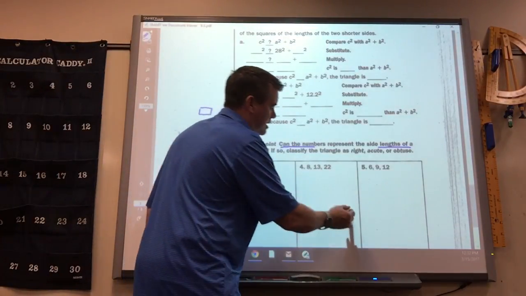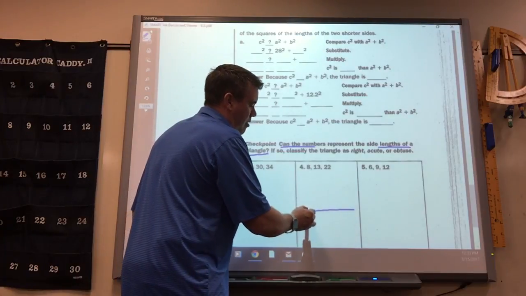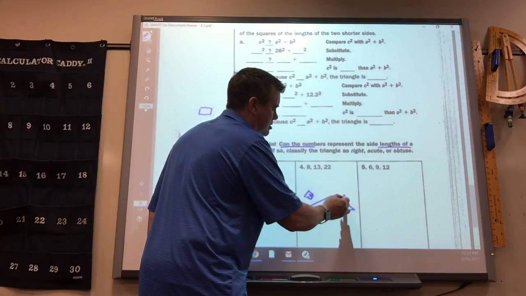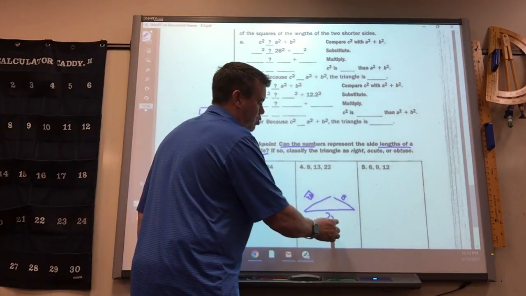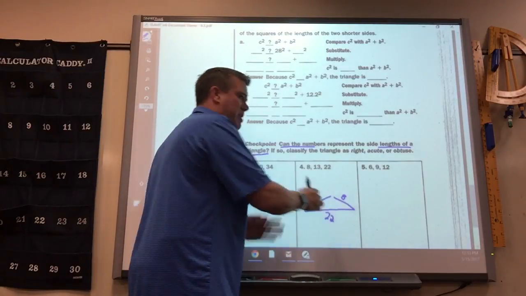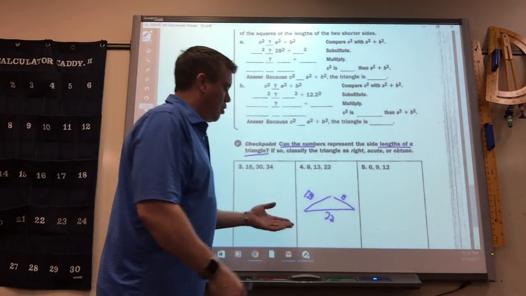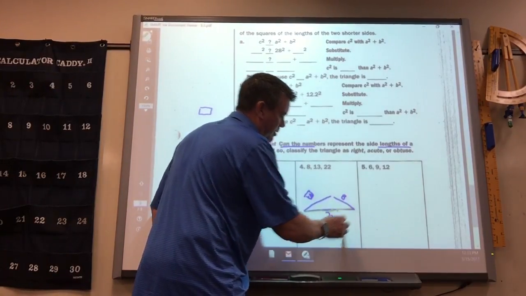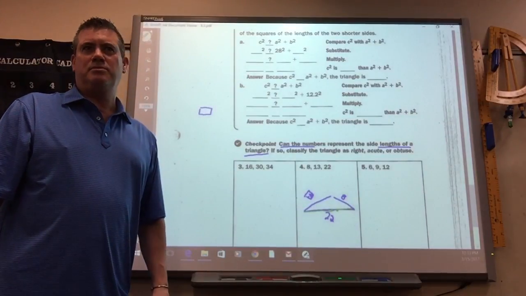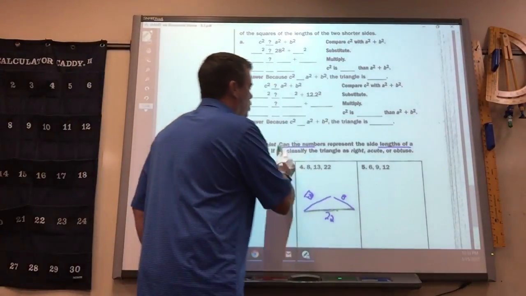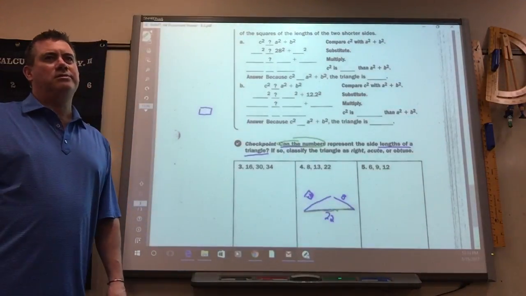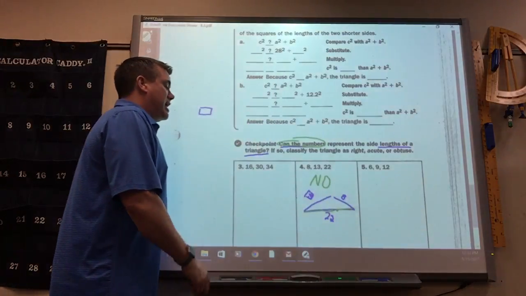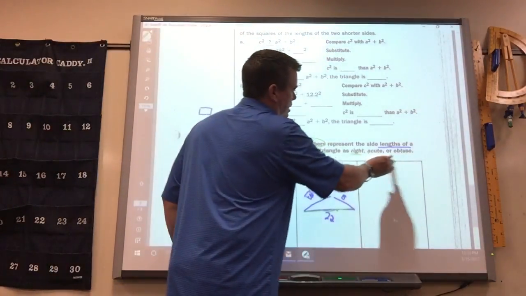The reason why is if I had a 22-inch board here, and then I put a 13-inch and an 8-inch, they wouldn't reach because this is 22. These 2 together only make 21. So there's no way, if you laid them down flat, this one would come to about there and this one about there. They wouldn't touch. Does that make sense, everyone? Yep. So, when they ask, can they make a triangle? If it's no, you just say no. If it's yes, you gotta figure out whether it's right, acute, or obtuse.